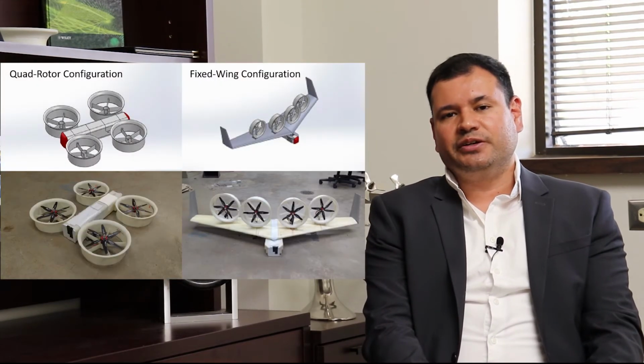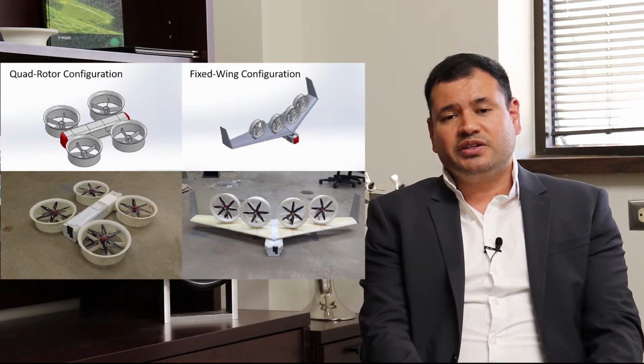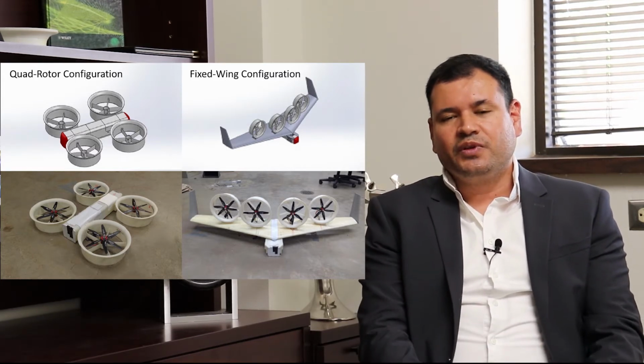For UAVs or drones, it allows you to essentially have a reconfigurable system where you can achieve different missions with different flight performance. For example, low speed, high endurance, and high speed, long range. And also the capability of vertical takeoff and landing. In this image that you see here, you have an example of a fixed wing vehicle as well as a quadcopter vehicle.